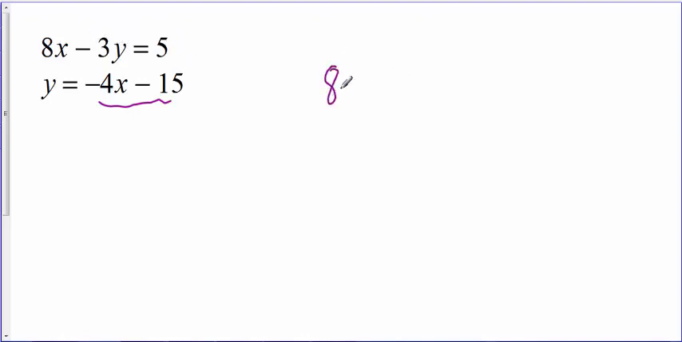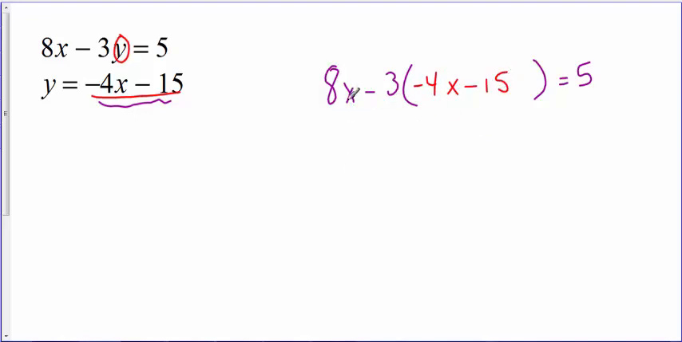So what we're going to do is say 8x minus 3 times something equals 5. Now that something is right here, because if we substitute all of this in for this y, then we have an equation in terms of all x's, which allows us to solve for x. That's how we're going to do it for all of these that follow. We'll use substitution, hence the name, solving a system by substitution.